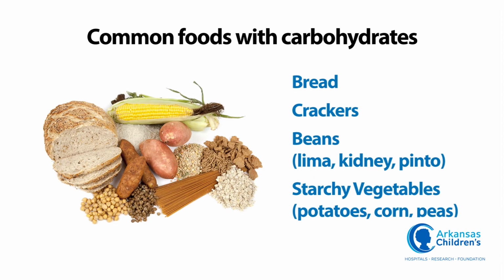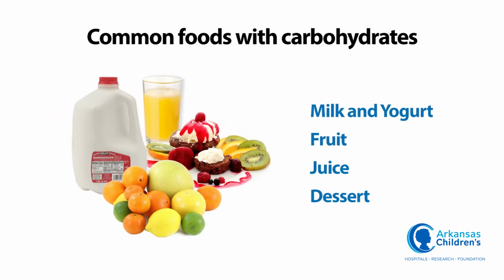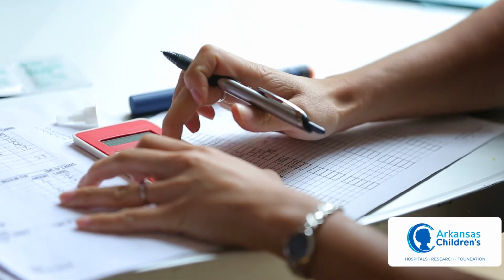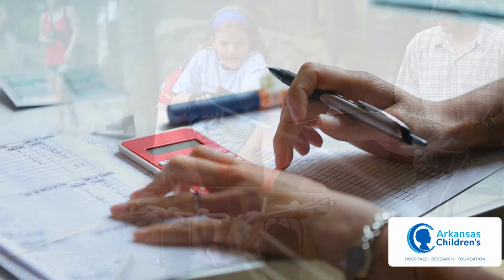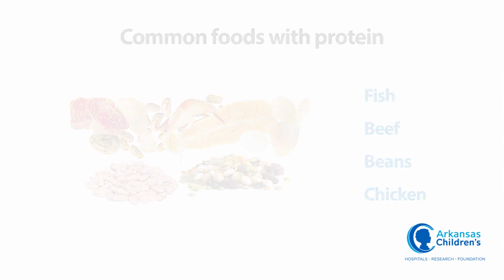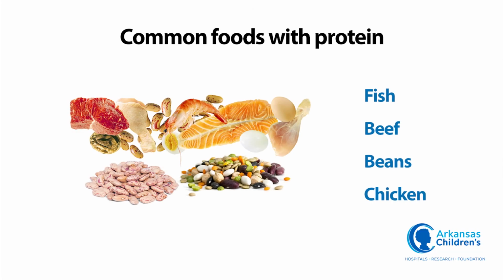Common foods with carbohydrates include bread, crackers, beans, lima, kidney, and pinto, starchy vegetables, potatoes, corn, and peas, milk and yogurt, fruit, juices, and desserts. These foods should be taken into account when counting to see how much insulin your child needs with each meal. Protein will often help build muscle and can help add calories. Common foods with protein are fish, beef, beans, and chicken. These foods will not alter blood glucose that much, but will be important for weight gain.